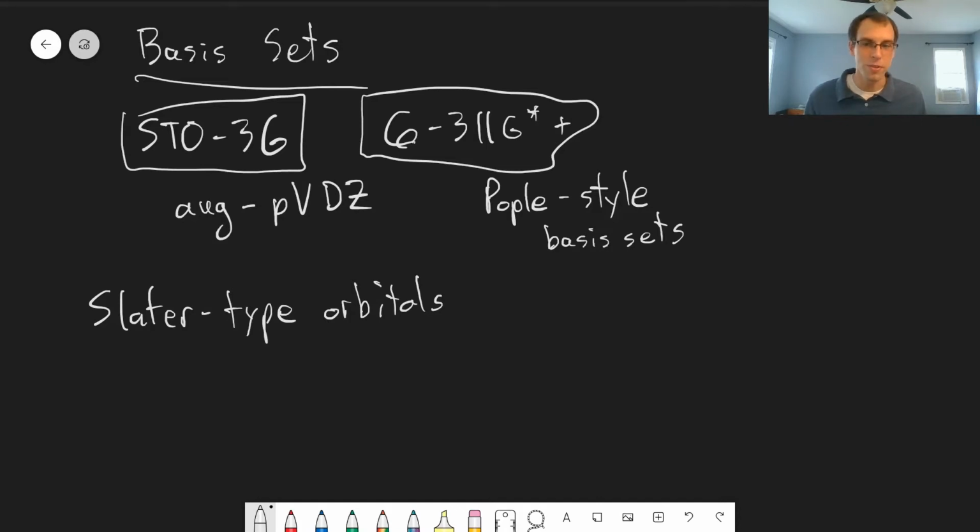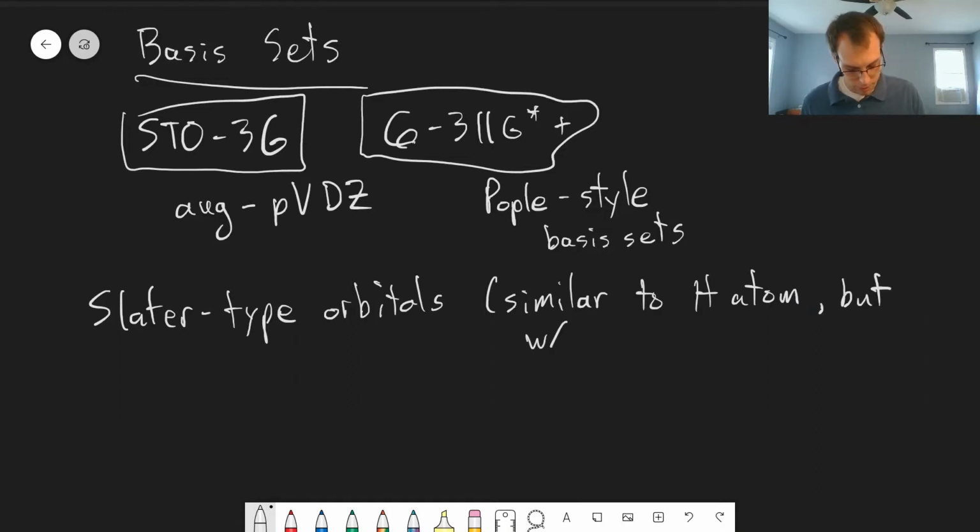So Slater type orbitals are one way of representing this. And the idea here is we could use the hydrogen atom wave functions, but they don't have any variational parameters inside of them. And so we want something that's similar to a hydrogen atom wave function, right? Because we know that the orbitals are going to look something like that, but that we can adjust them, that we have some variational parameters in there. And we looked at an example of a Slater type orbital when we started talking about helium. So it has the same basic functional form.